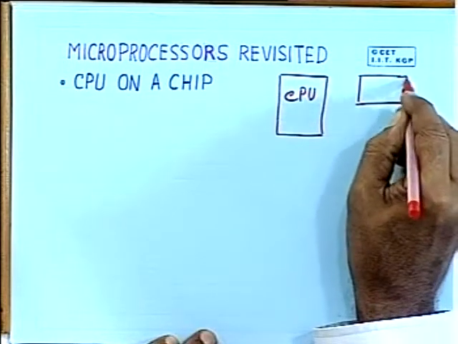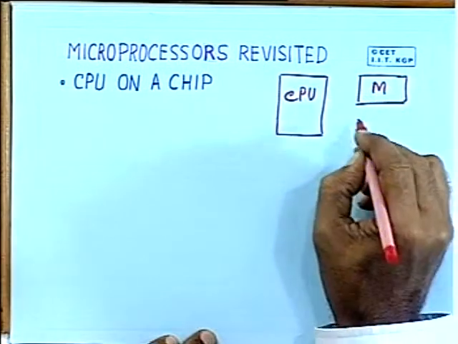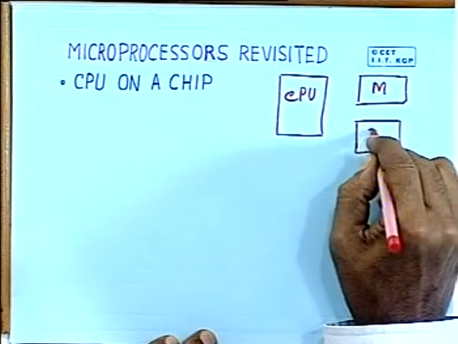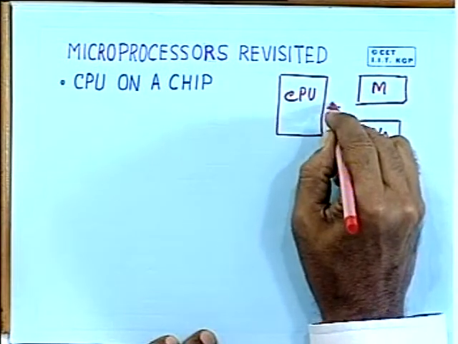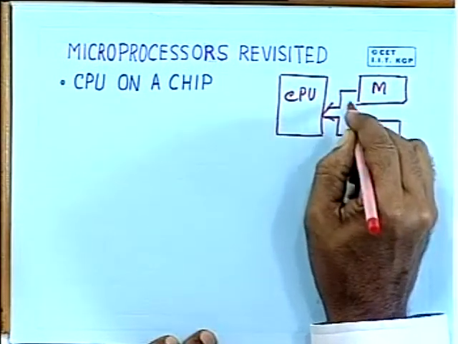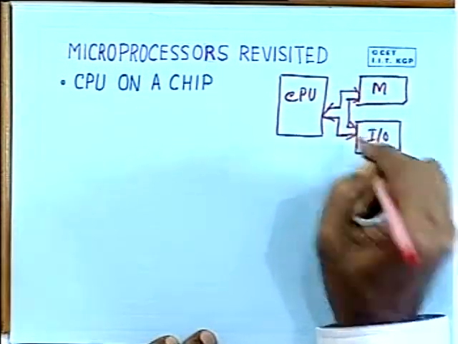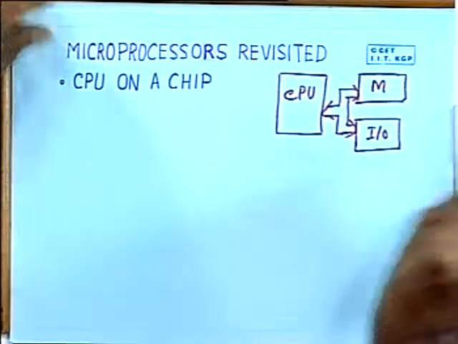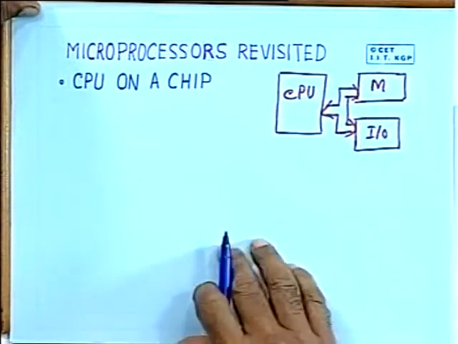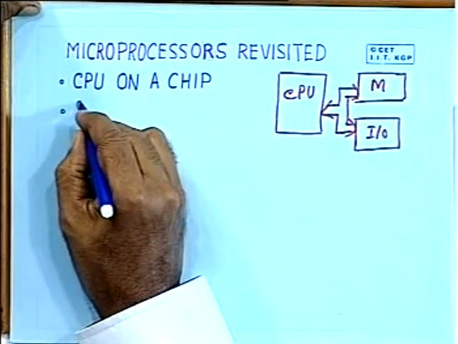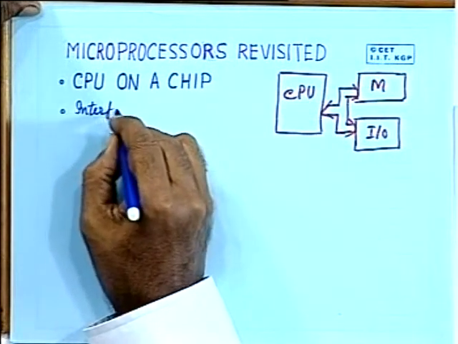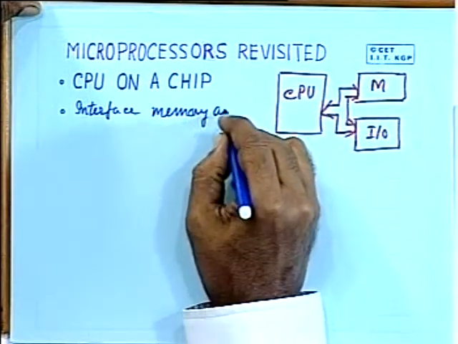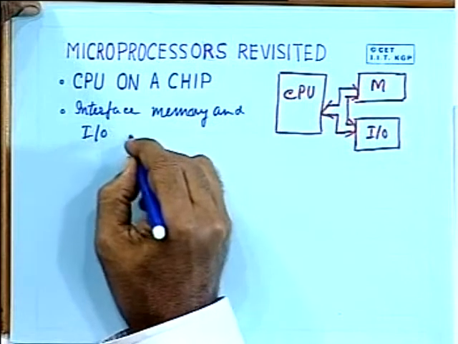Interface memory devices and input output devices through the system bus to build a complete system. So, a microprocessor independently cannot be used to build a complete system. So, you have to interface memory and IO devices.